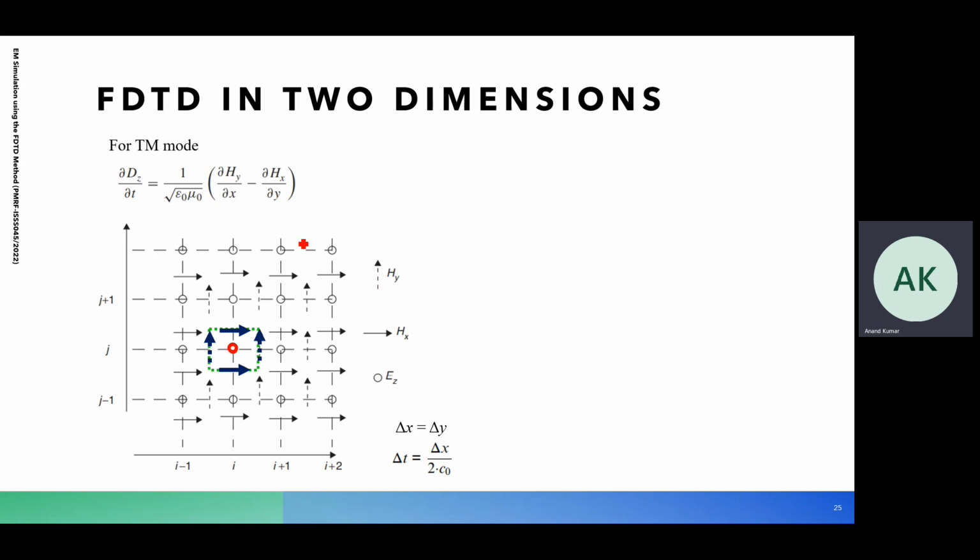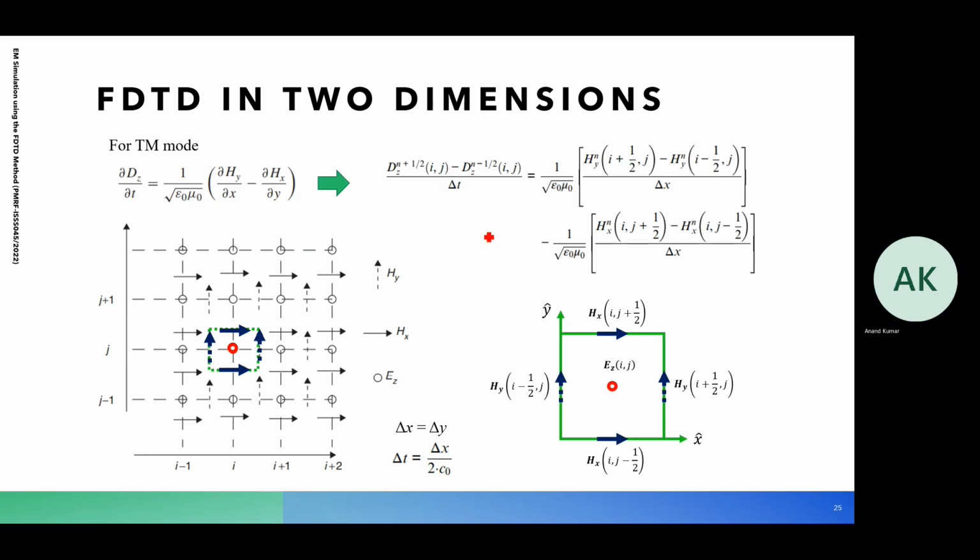Okay, so I hope everybody can recollect the central difference scheme that we discussed in the beginning of the second class, I think in the beginning of the 1D formulation. So for the TM mode, the first Maxwell's equation is given by this particular set of equations.